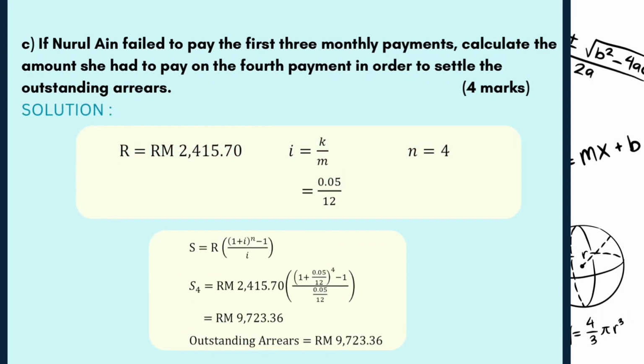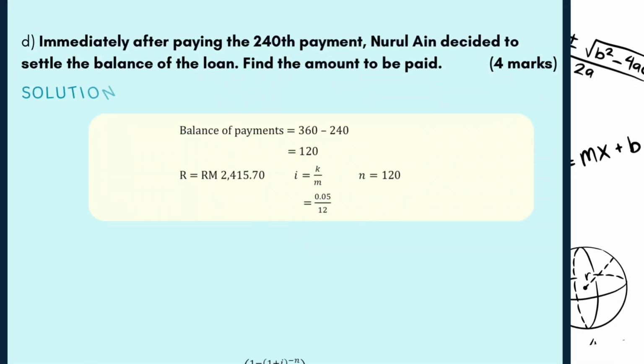Question C. If Nurul Ain failed to pay the first 3 monthly payments, calculate the amount she had to pay on the fourth payment in order to settle the outstanding arrears. We know the R is Rm 2,450.70. I is 0.05 over 12 and it is the fourth payment, so N will be 4. In this question, we must use the future value formula. We put all information in the formula. Rm 2,450.70, open bracket, then bracket 1 plus 0.05 over 12 bracket, power with 4 minus 1 over 0.05 over 12, close the bracket. So the answer will be Rm 9,722.36.